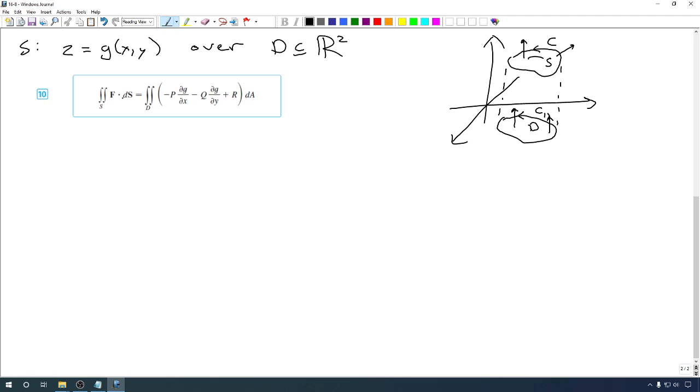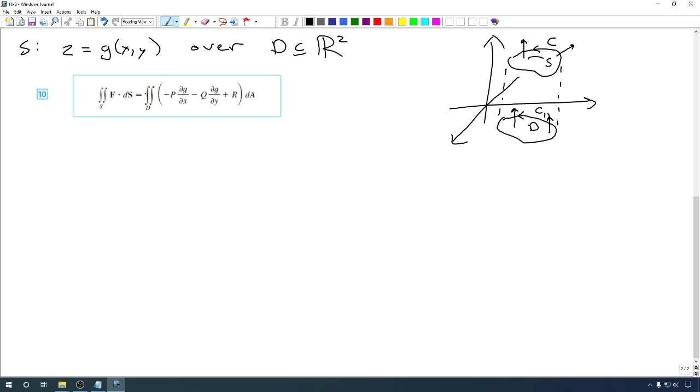Now, in the last section, we did have a formula for when the surface integral is of a surface given by a graph. So here, if we're integrating over a surface z equals g of x, y, then the actual surface integral is given as a double integral over the region D of this particular form. And that's what we're going to be using here.